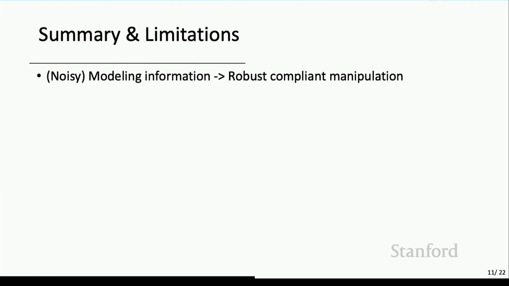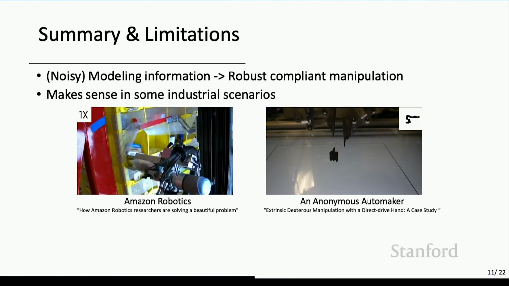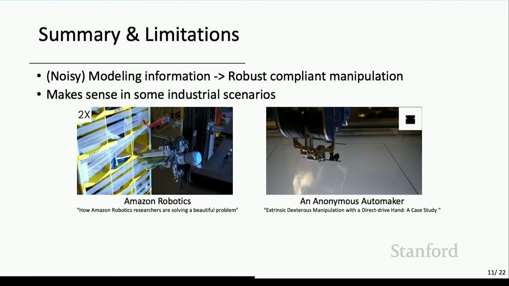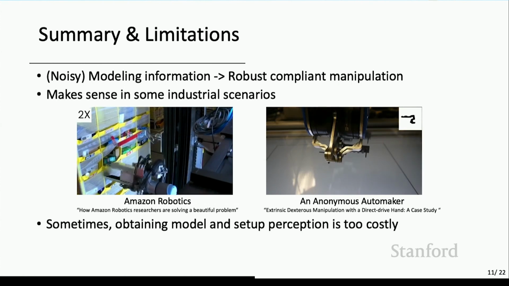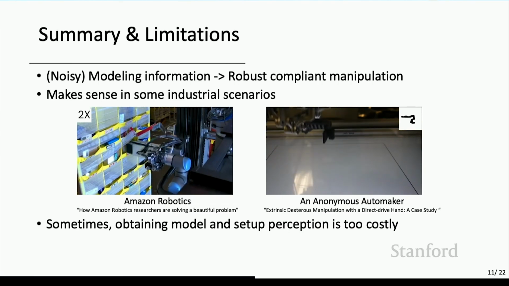Okay, half-time summary. If you are able to obtain some modeling information, like the shape of your object or locations of the contact points, there are methods available to give you very robust compliant manipulation. This type of approach has been very useful in some industrial applications that I was involved in, like in logistics or in some manufacturing applications. But of course, this pipeline does not always make sense. Sometimes it's just too costly to set up the whole perception system or to obtain a useful model.